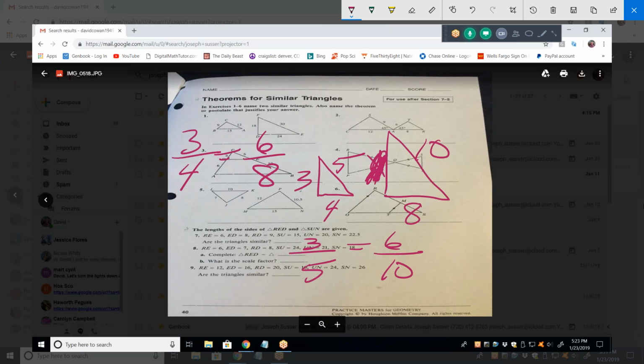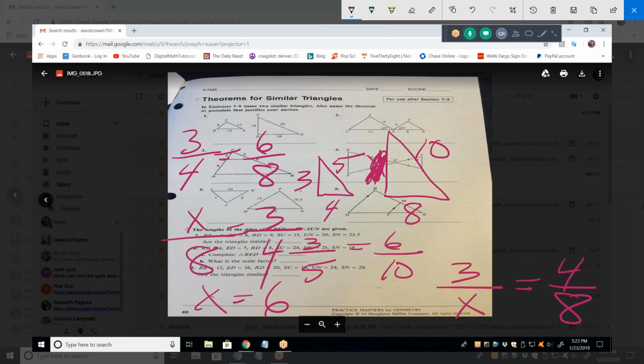If I put an x there, then I probably want to say x is to 8 as 3 is to 4, right? Now I can solve it really quick. X has to be equal to 6. Whereas if I were to say 3 is to x as 4 is to 8, it makes it a little harder to solve. Now my x is in the denominator, and I've got to cross multiply and divide. So just wanted to point that out.